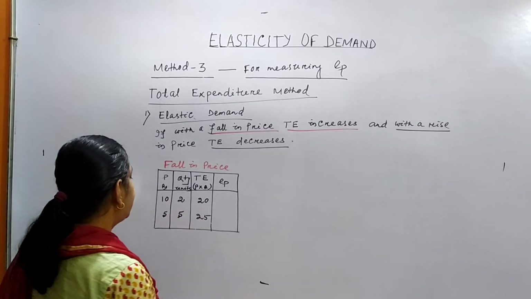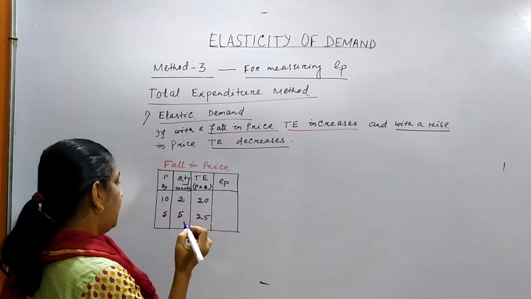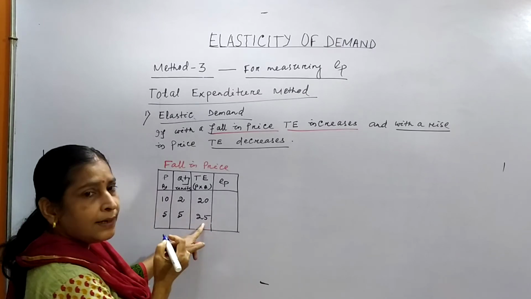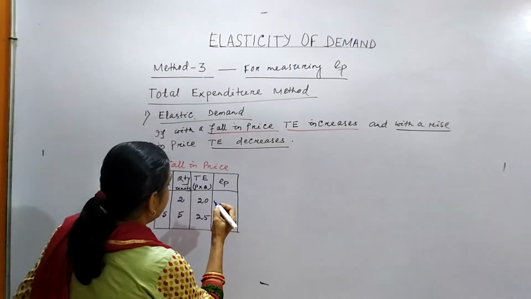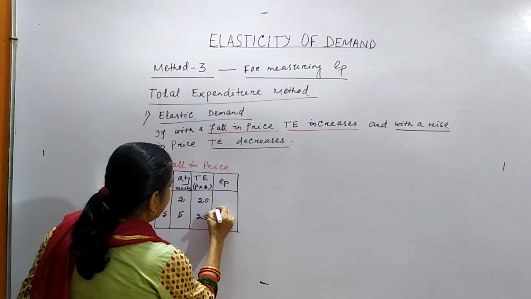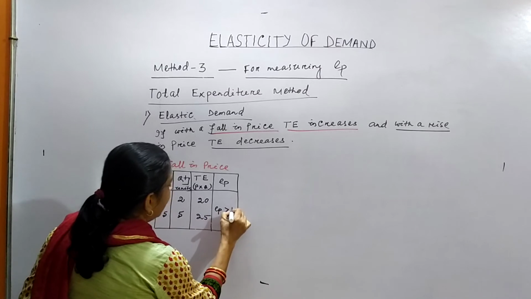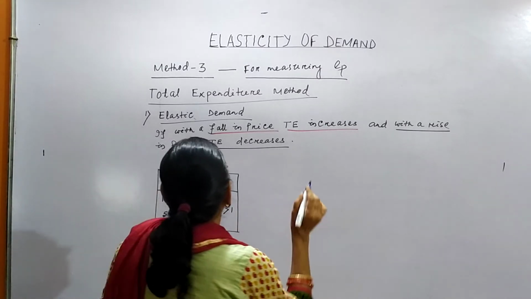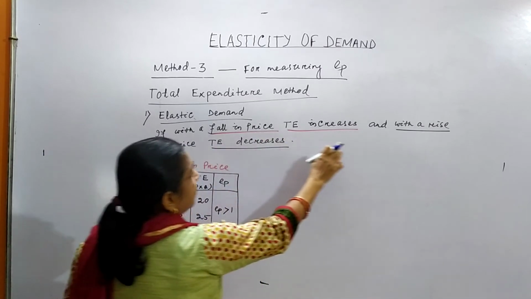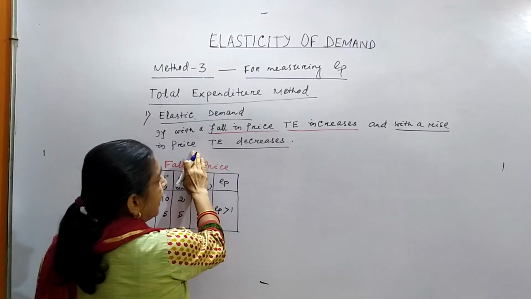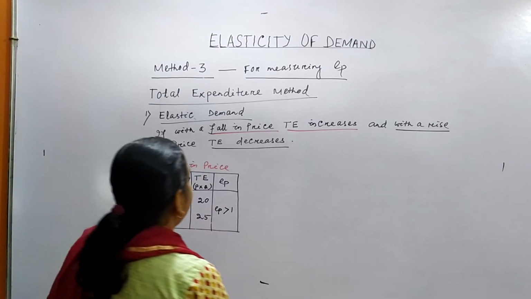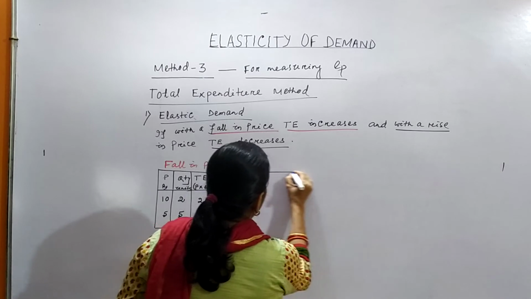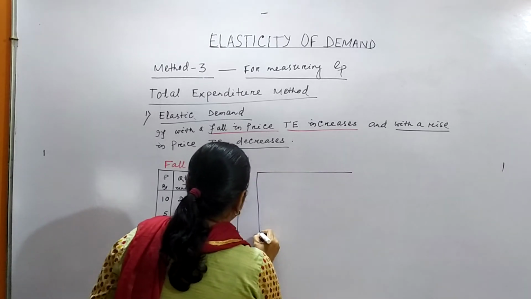So total expenditure is 25. Here we see that with a fall in price, total expenditure increases. So this is the case of EP greater than 1. The second case we will see is with a rise in price. With a rise in price, total expenditure decreases. We will draw this table here.